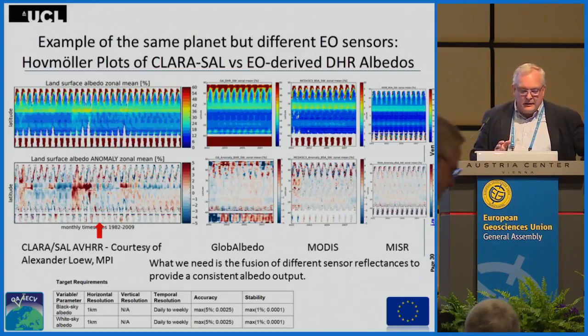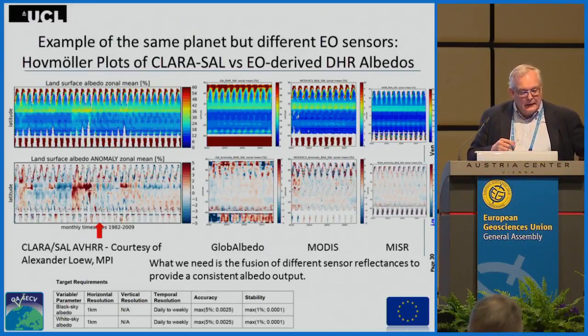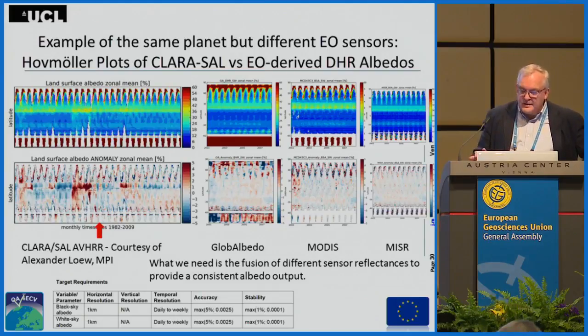Now, we can make global data sets and we can look at things like Hovmöller plots. Also we can look at wavelet decompositions of this albedo. But of course, it's only of the land surface. It doesn't include the oceans. And you can do it with and without ephemeral snow.